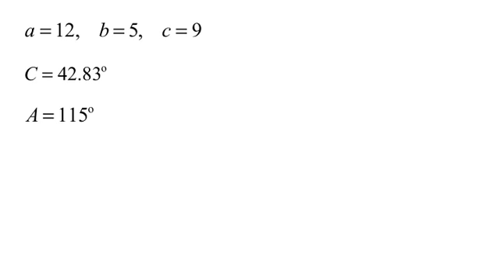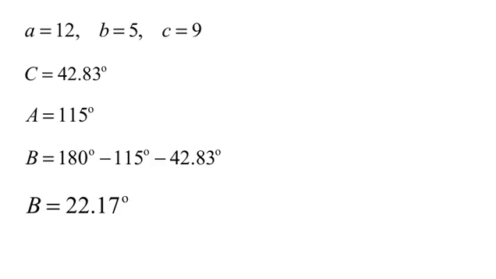All right, so again, I'm going to go ahead and finish this one off. Those are the three sides. Those are the two angles. We know how to get the third angle. The three angles must add up to 180 degrees. So B will be 180 degrees minus 115 degrees minus 42.83 degrees, which gives me angle B of 22.17.